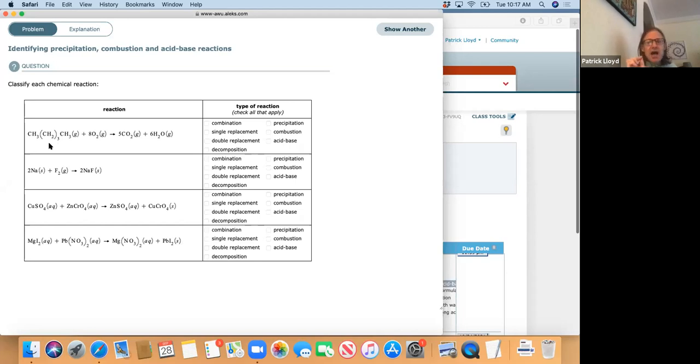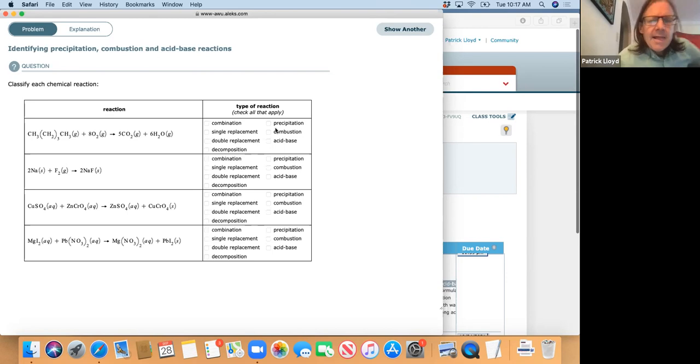Combustion is where you take a hydrocarbon, so something with carbon and hydrogen. It might also have oxygen or nitrogen in it, but it's got to have carbon and hydrogen. React it with O2 to form carbon dioxide and water. And that's exactly what this is. So this first one right here is called a combustion reaction, right? Burning. Burning is a loose way of talking about combustion.